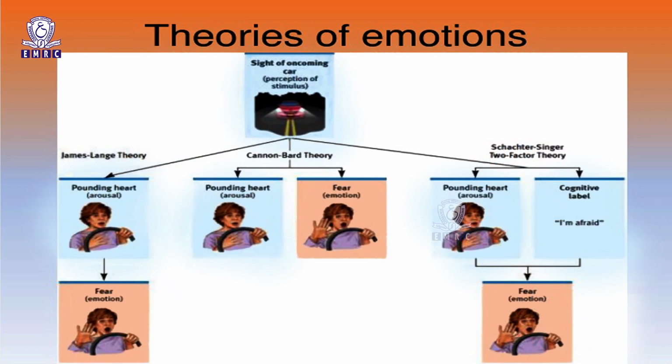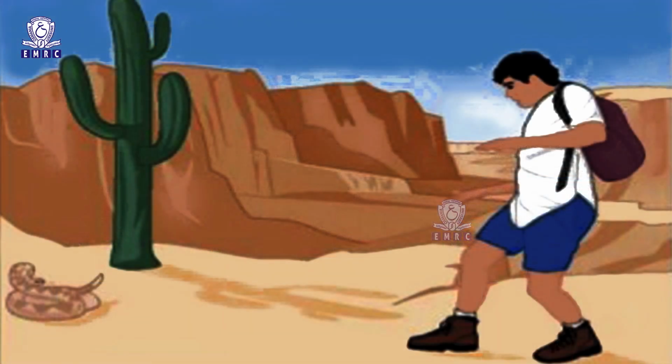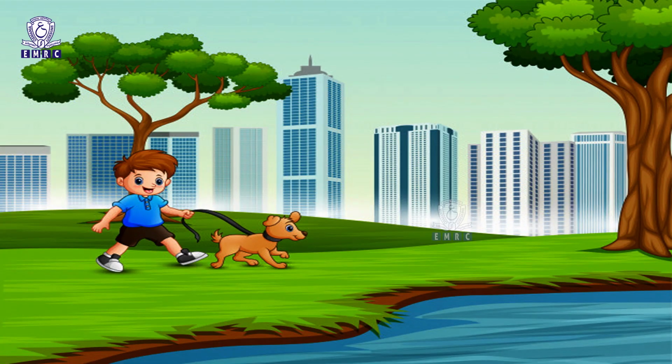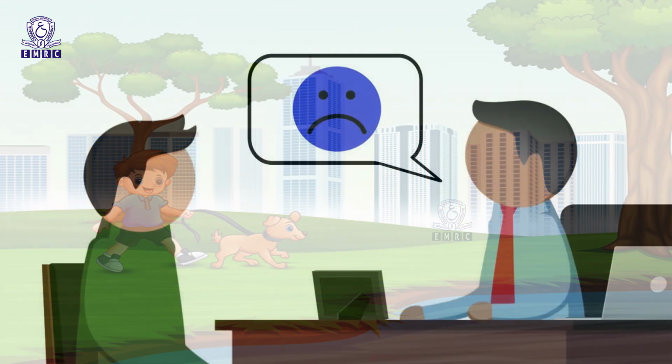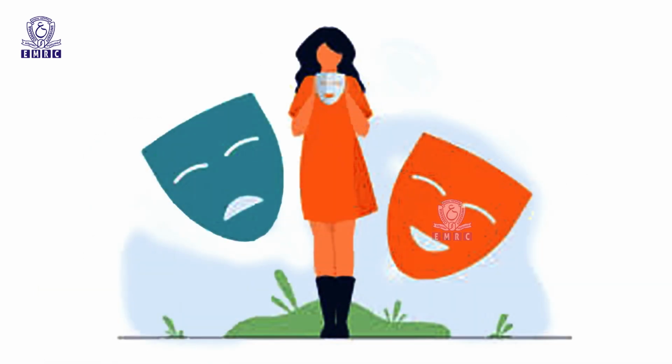Both the Schachter-Singer and James-Lange theories suggest that bodily responses are an integral part of our experience of an emotion. However, unlike James-Lange theory and like the Cannon-Bard theory, Schachter-Singer theory states that different emotions can share similar patterns of physiological responses. According to Schachter and Singer, we look to our environment to try to figure out what is causing these physiological responses, and different emotions can result depending on the context.